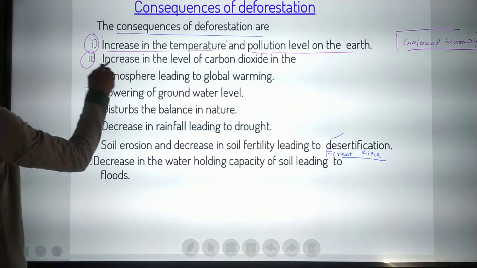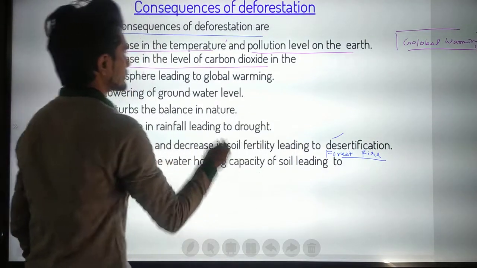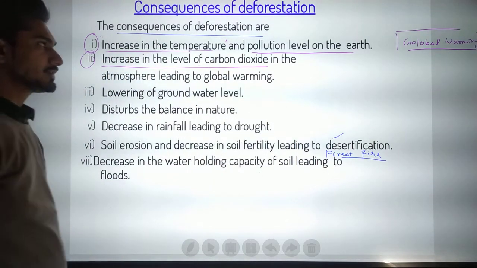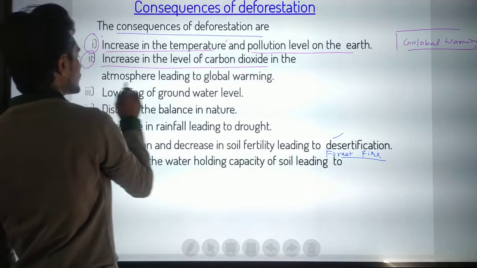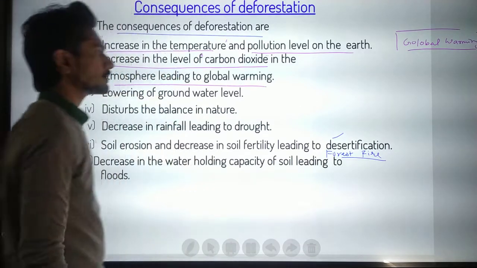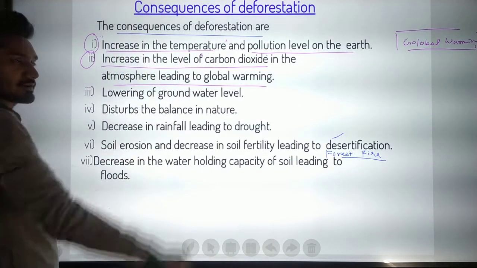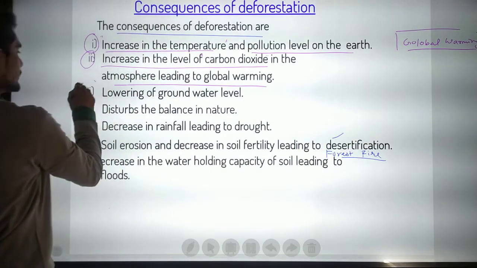Second, increase in the level of carbon dioxide. If the temperature rises, it will automatically increase the amount of carbon dioxide, and that will increase the level of global warming. We have written that over here. Okay, the third point is what?